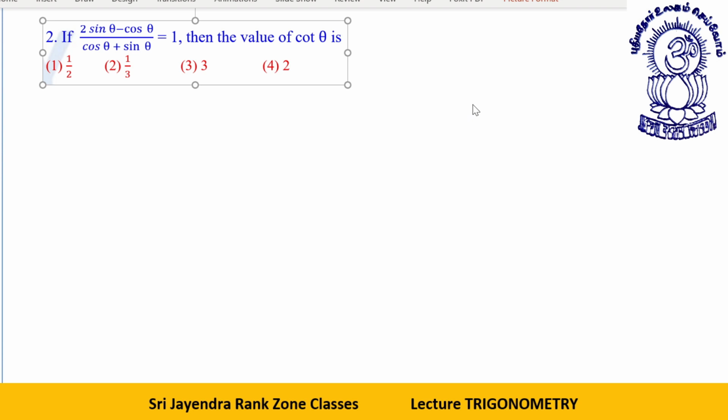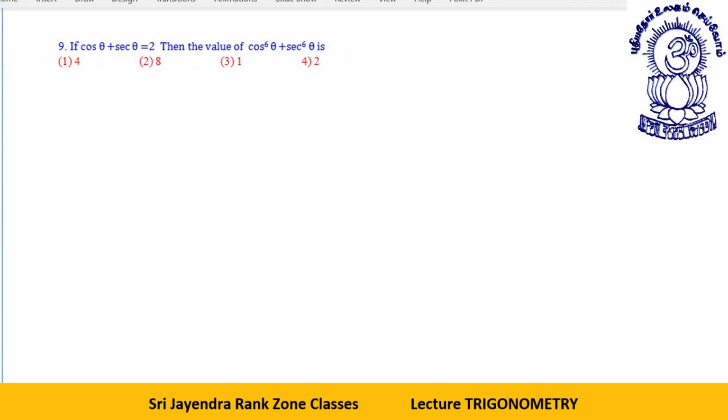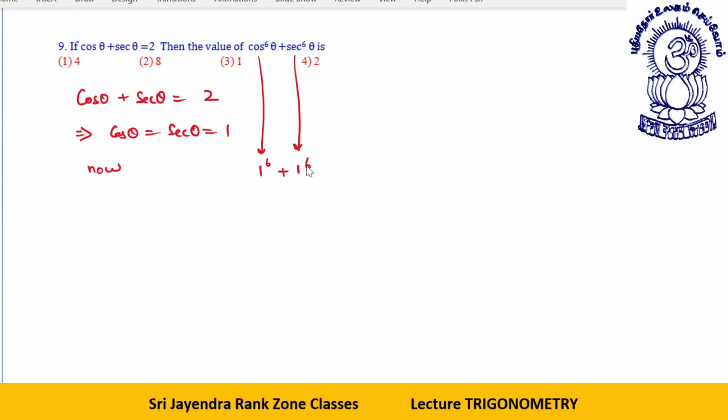Now we have again one good question. Cos theta plus sec theta is equal to 2. This is a bit new because we haven't done it with the same previous types. It means cos theta is equal to sec theta is equal to 1. Now you have cos raised to power 6 theta, that is 1 raised to power 6, and sec raised to power 6 theta, that is 1 raised to power 6. So this is 1 plus 1 is equal to 2. Which option? Option number 2 is your answer. Fine, dear students. Clear to all? Let's take the next one.